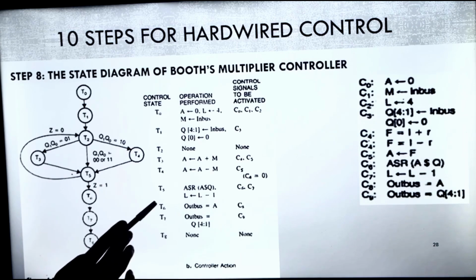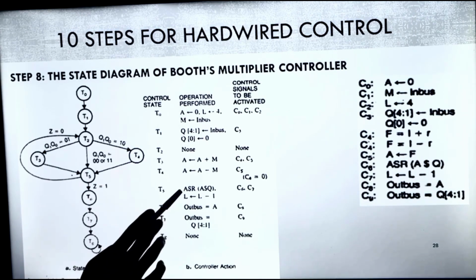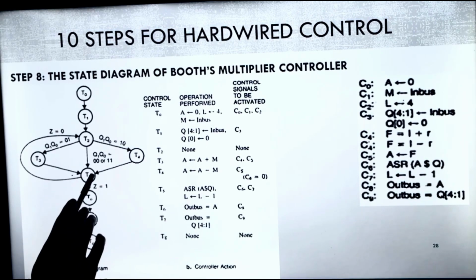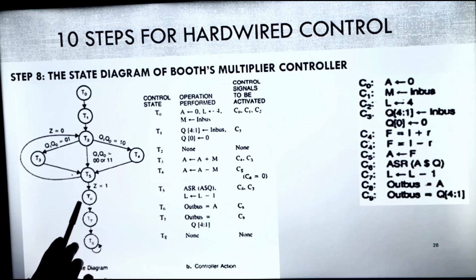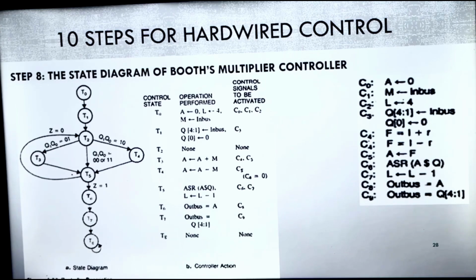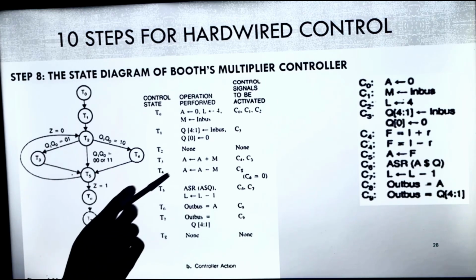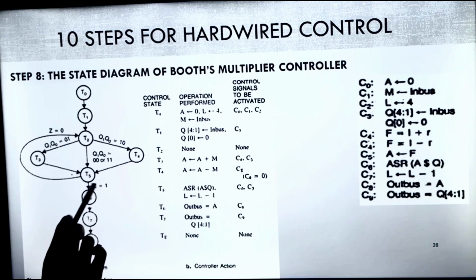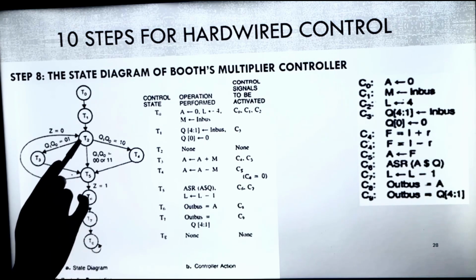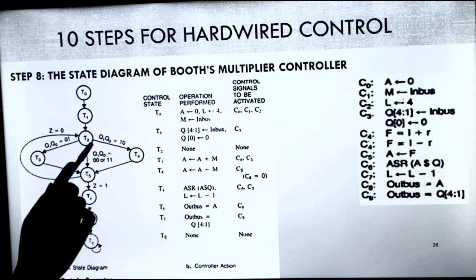What is T5? T5 is nothing but the shifting operation, right? So shifting is a must for all the cases. Whether you go left, right or straight, you have to do the shifting. Now from T2 I can have 3 different ways. This is one way, this is another way, this is the third way. By default I am taking this way.